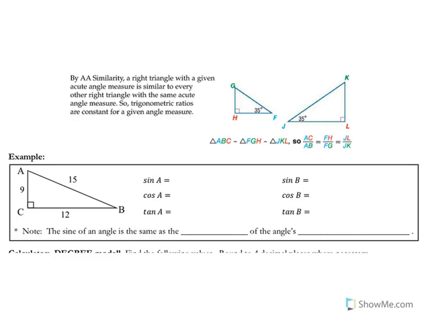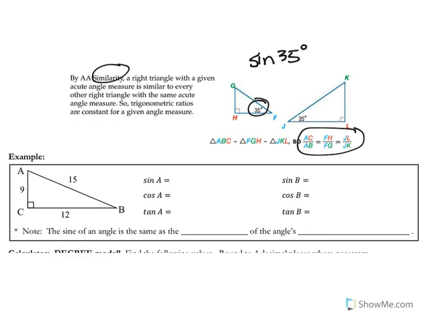So that's why trig ratios are constant for any angle measure. If I'm looking at sine of 35, any triangle that has a 35 degree angle will have the exact same sine of 35, because all of their ratios are the same because of similarity. So the reason this works is because of similarity. We're not going to have to prove this, and we're not going to really look at it again. Just know that it matters.